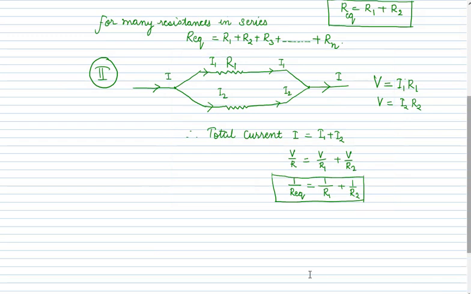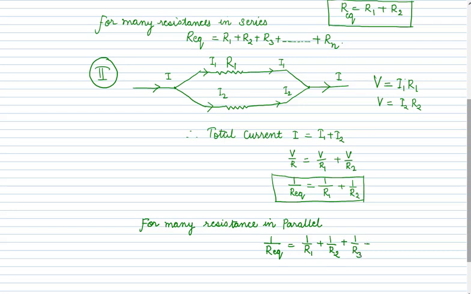The same equation. So if you have many resistances in parallel, you can write down 1 upon R equivalent is equal to 1 upon R1 plus 1 upon R2 plus 1 upon R3 and so on. And this continues up to the nth value of the resistor, that is 1 upon Rn. So this is the term we have generalized for the n number of resistors which are connected in parallel.